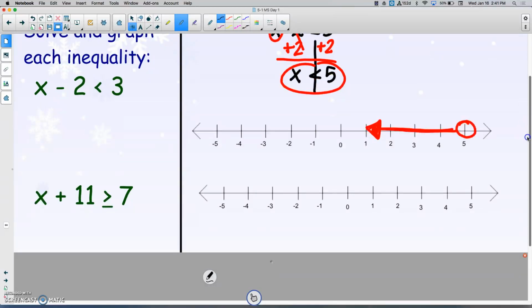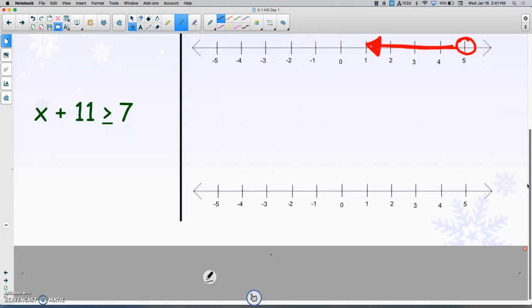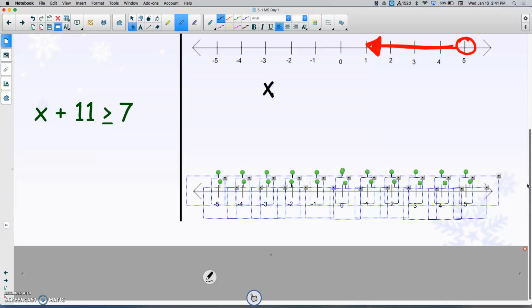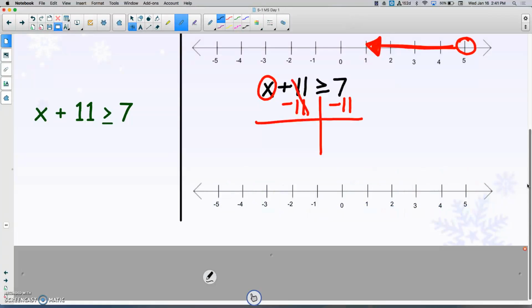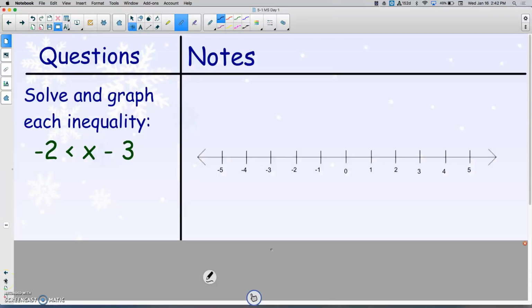Next one. x plus 11 is greater than or equal to 7. The inverse of adding 11 is subtracting 11. So 7 minus 11 is negative 4. Keep the symbol and the x. So negative 4, closed circle this time. And my ray would go to the right. So here's my inequality and my graph.